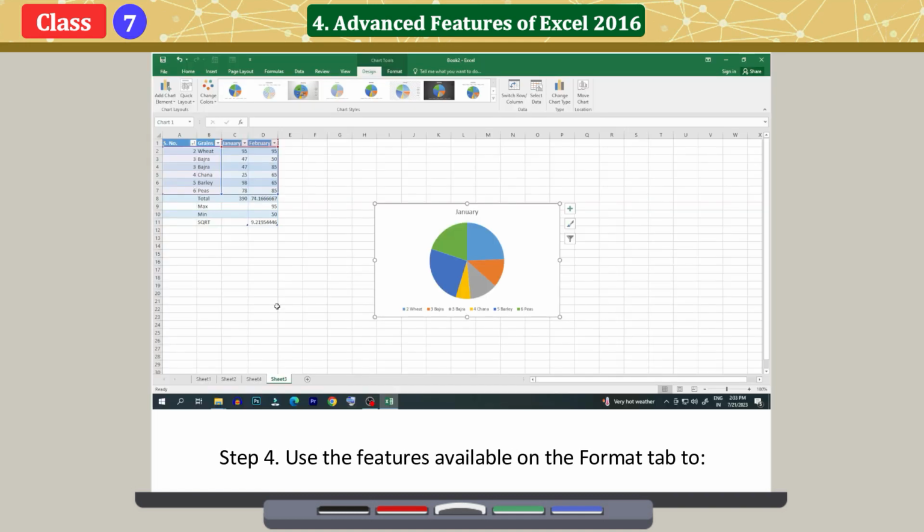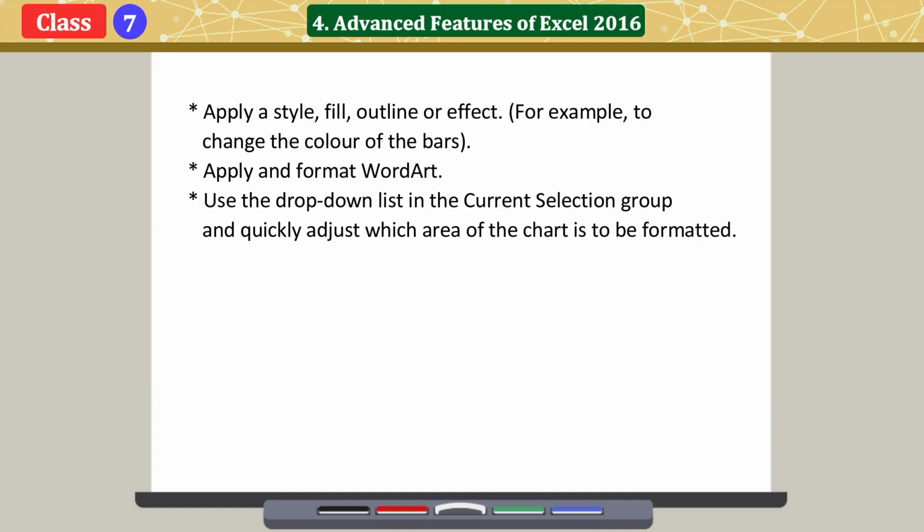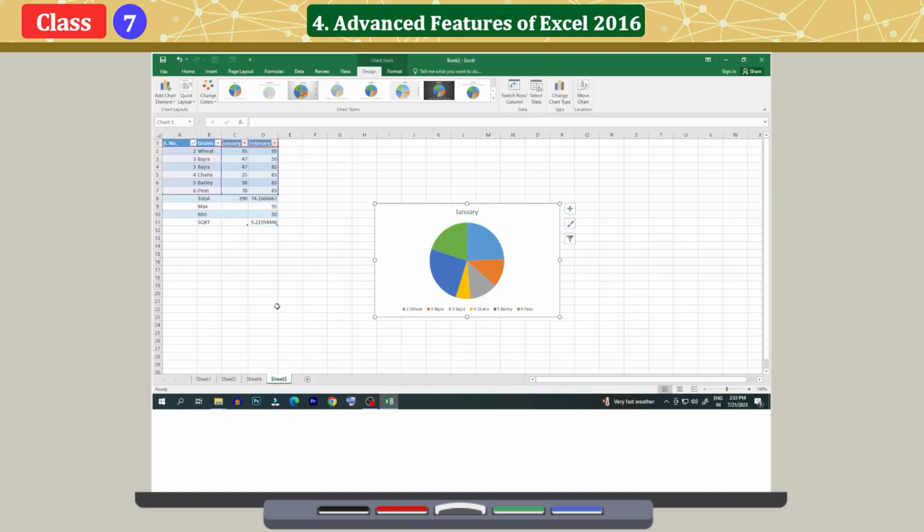Use the features available on the Format tab to apply a style, fill, outline, or effect. For example, to change the color of the bars, apply and format word art. Use the drop-down list in the current selection group and quickly adjust which area of the chart is to be formatted. Moving and resizing a chart.